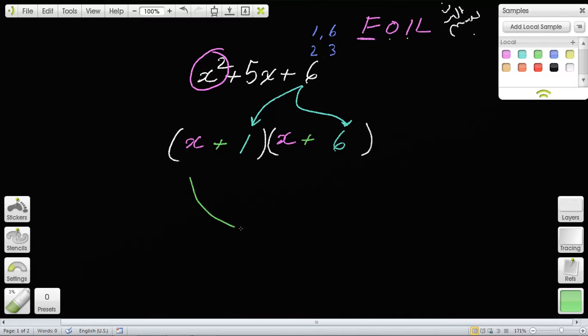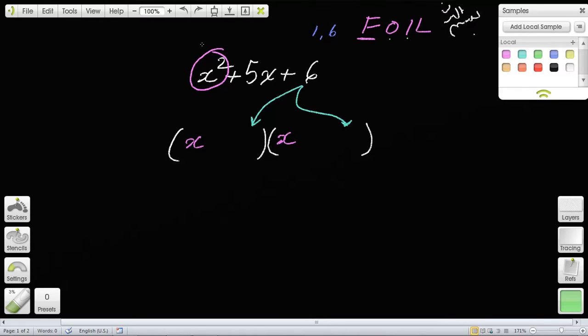But if they did that, now look at this. Now this is 6x, and this is 1x. 6x and 1x, if they add them together, you don't get 5, you get 7. So this is incorrect. So the 6 and 1 will not work. Okay? So then we have to go back.